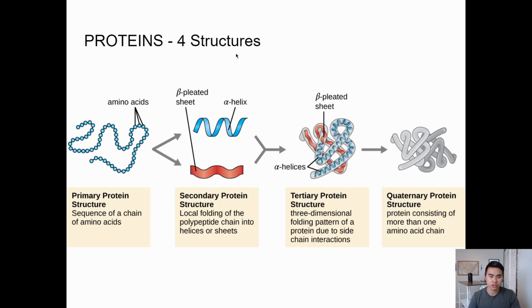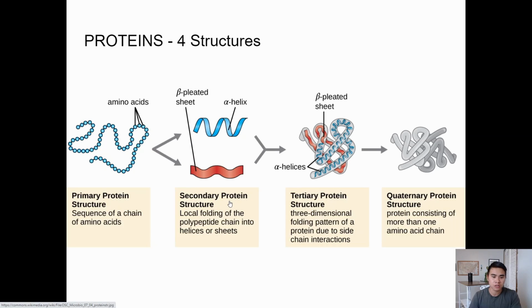Okay, so there's 4 structures. This is like a basic slide. I have a more specific slide that we're going to get into for each one. But a primary protein structure is just a chain of a polypeptide. It's just an amino acid chain.